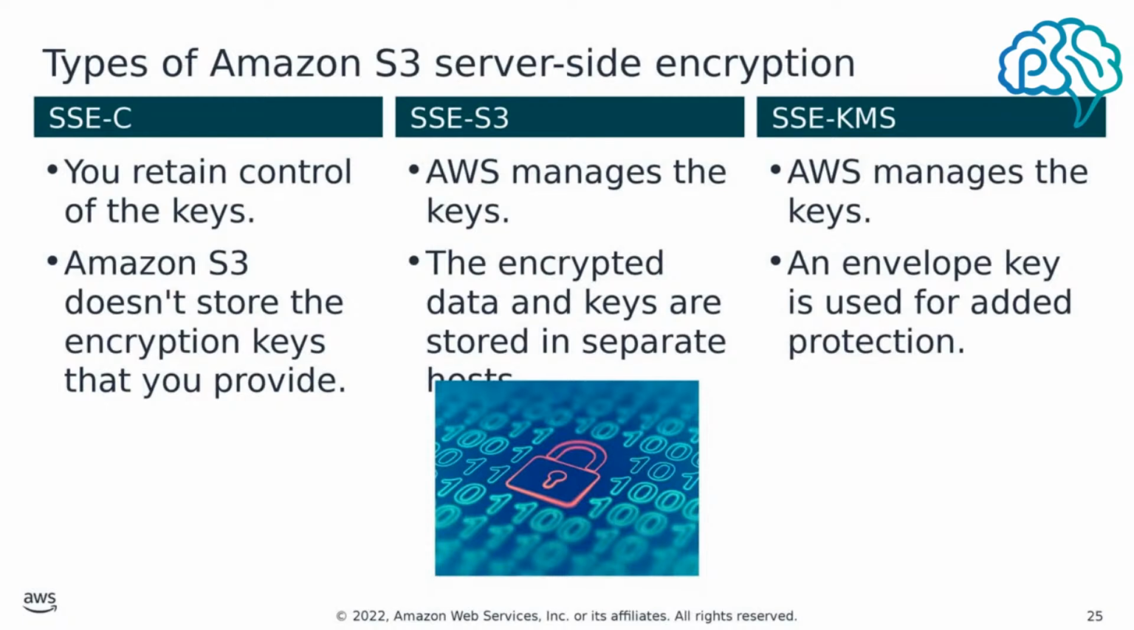So when you use server-side encryption with S3, and Amazon would manage these keys, each object is encrypted with a unique key. And then we also have SSE with AWS KMS keys. So this would be server-side encryption with AWS KMS keys. It would be very similar to the SSE-S3, but the additional benefit would be that you also have separate permissions for the use of the KMS key.